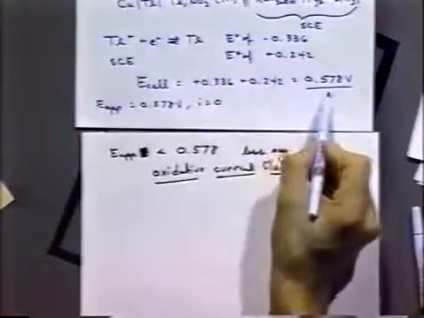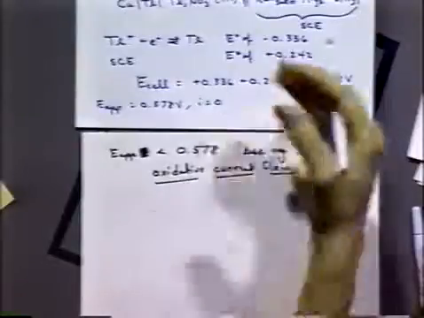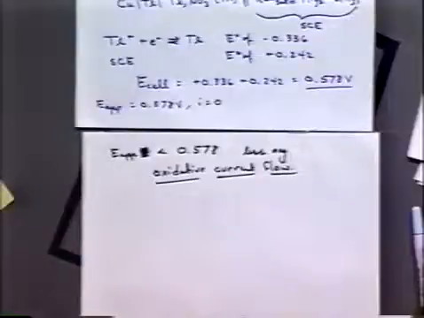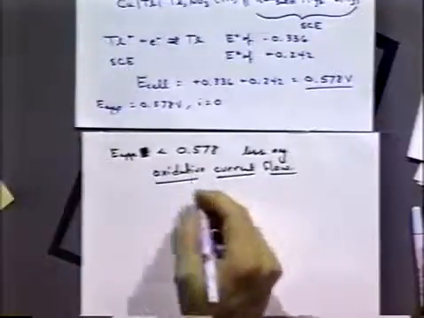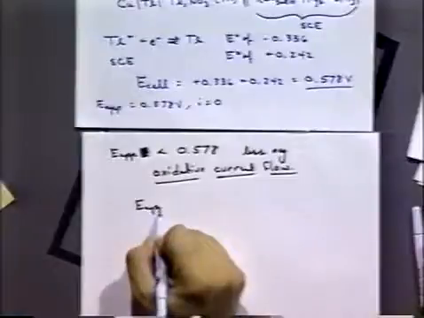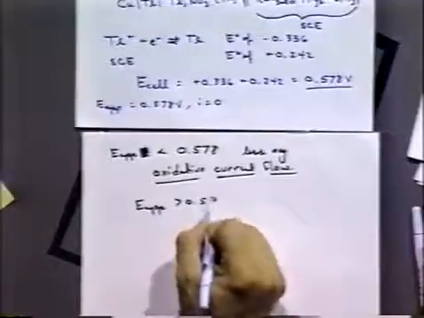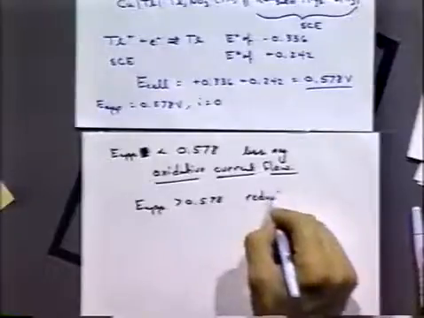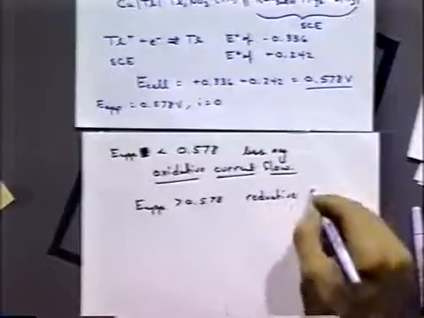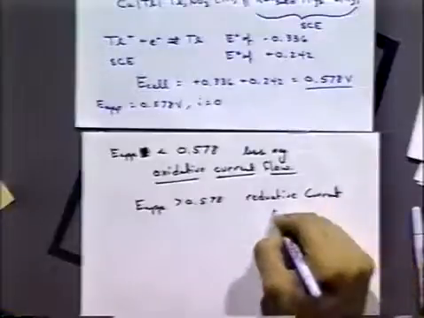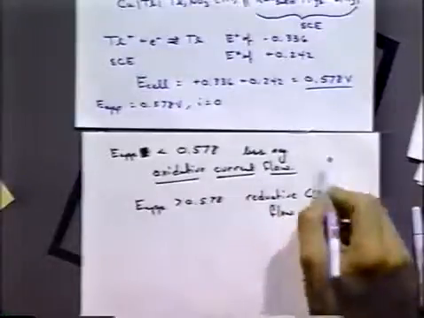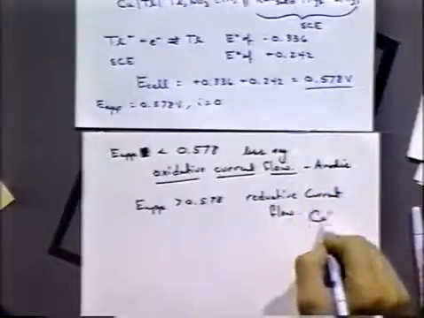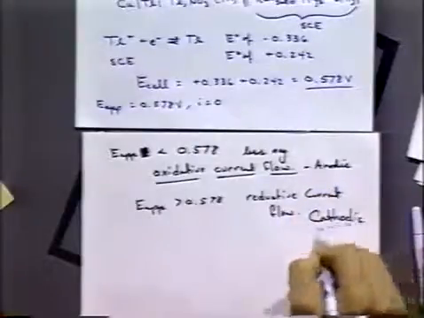So if we go from, say, 1 millivolt less than 0.578 to, say, 10 millivolts less than 0.578, we might expect the difference in the amount of current that flows. In fact, that's true. And if E applied is greater than 0.578, now we can get a reductive current flow. And this would be anodic, so-called anodic current. This would be a cathodic current flow.